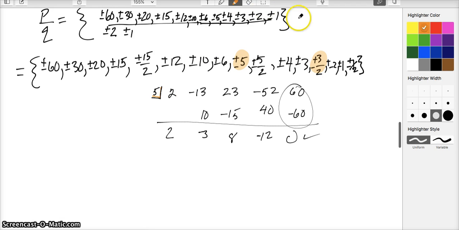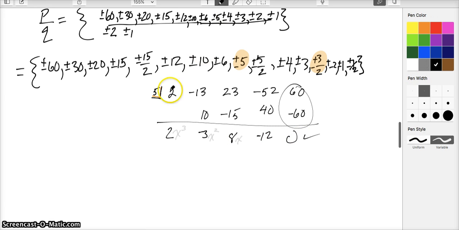And then from this, I have a reduced equation. You know that this is like 2x to the third power minus 3x squared plus 8x minus 12. But I'm not even going to do that. That's why I did it all ghostly gray. I'm just going to go back and synthetically divide out again.